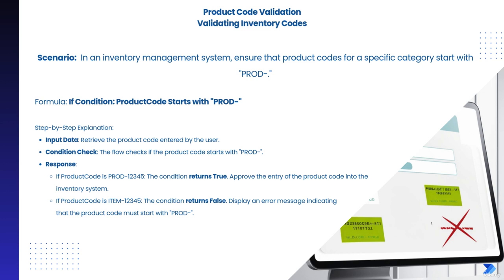Step-by-step explanation. Input data. Retrieve the product code entered by the user. Condition check. The flow checks if the product code starts with prod-. Response. If the product code is prod-12345, the condition returns true. Approve the entry of the product code into the inventory system. If the product code is item-12345, the condition returns false. Display an error message indicating that the product code must start with prod-.